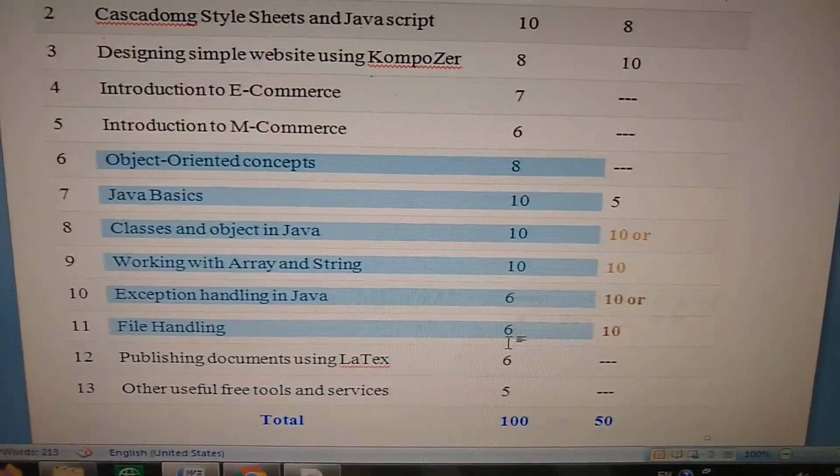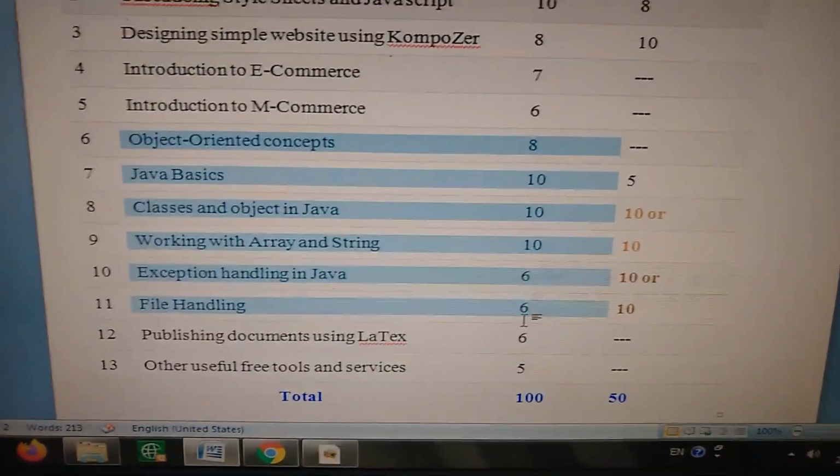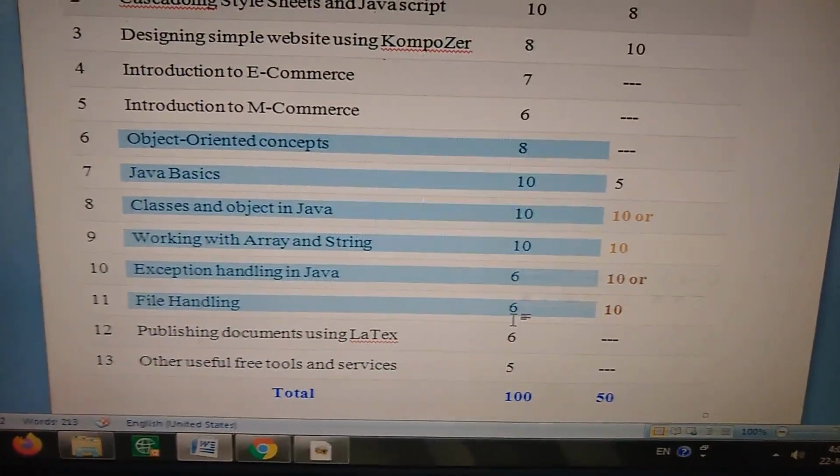The most crucial are chapters 6, 7, 8, 9, 10, 11. They are most crucial. The easiest is chapter number 13. Okay, clear? This is the normal bifurcation.